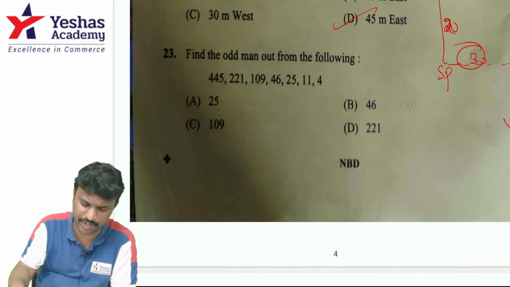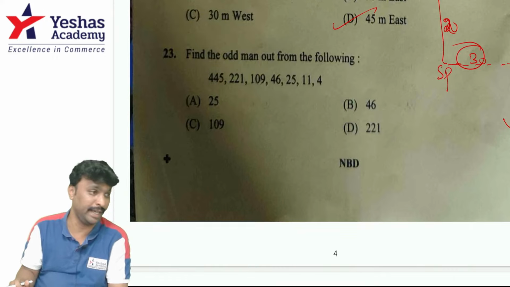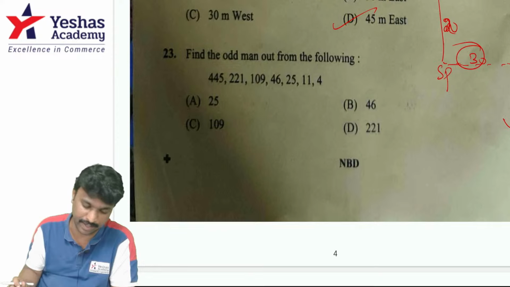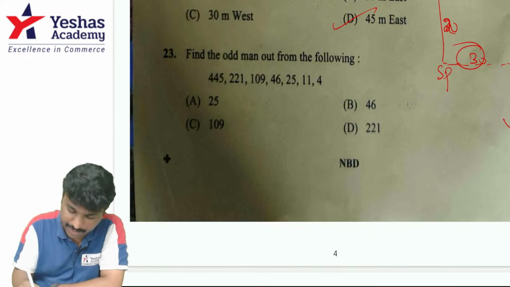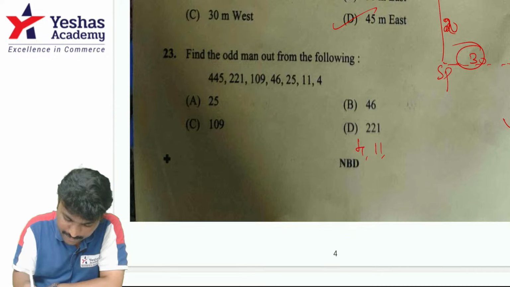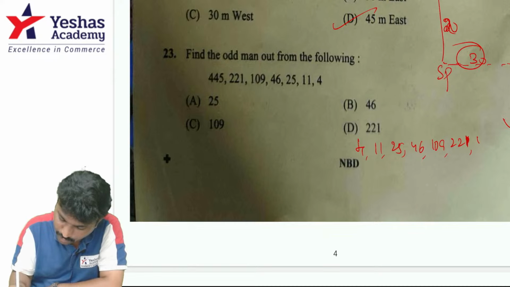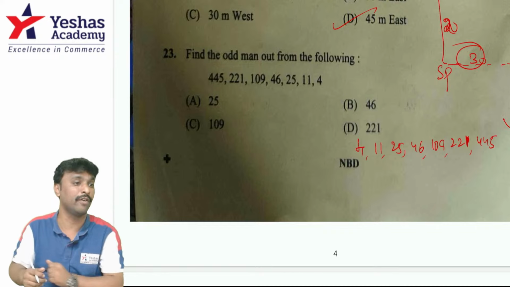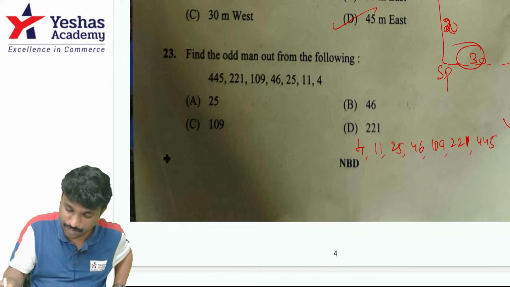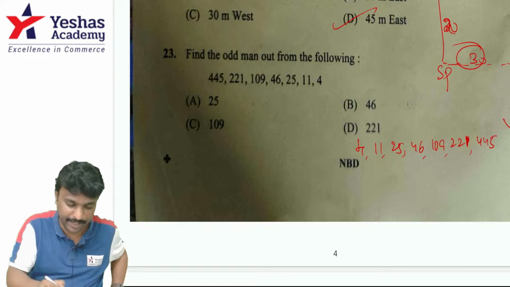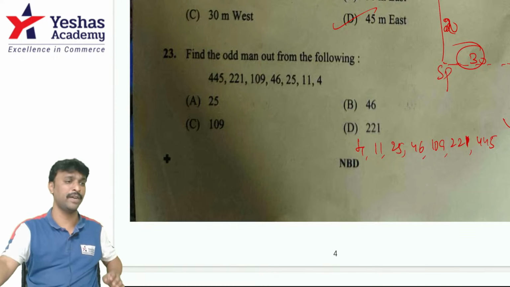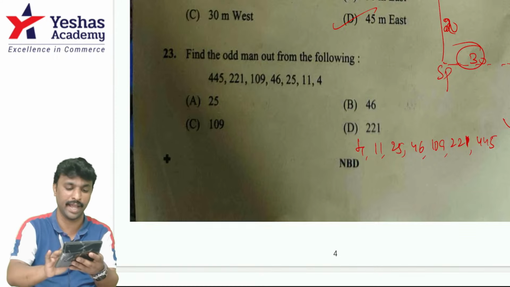Guys, moving on to the next question. Find out the odd man out from the following numbers. Guys, if you are not comfortable in descending order, let me write in ascending order. 4, 11, 25, 46, 109, 221, and 445. What did I say? To confirm whether it is an addition pattern or multiplication pattern, what do you have to do? Take the last but one number in the calculator, 221 into 2.